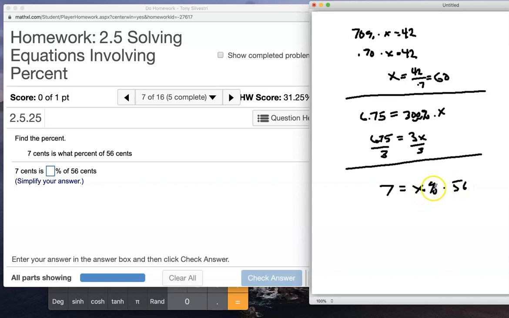I just need to understand that with x percent, you can't do math with percent. What you've got to do is use the fact that percent means divide by 100. So I'm going to take this x and divide by 100, multiply by 56. In the end, x is being multiplied by a fraction. It just doesn't look right. x is being multiplied by 56 over 100.